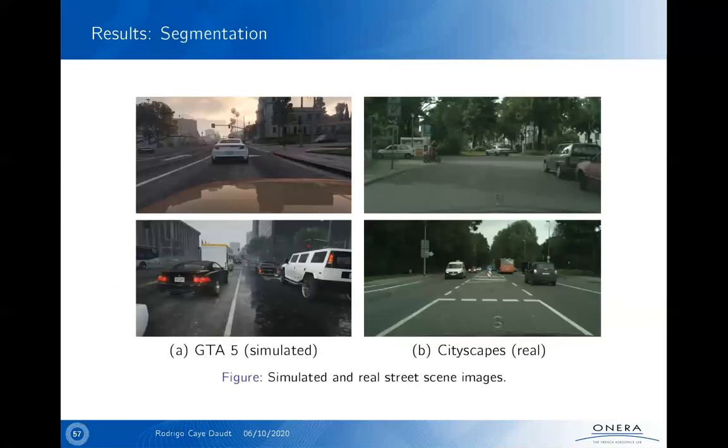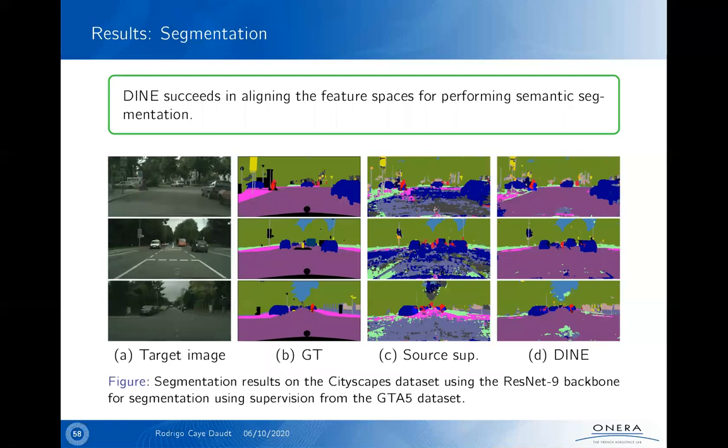Then we also tried this on semantic segmentation. In this case, the domain gap that we're trying to bridge is between simulated images and real images of cityscapes. Here you can see the difference between just source supervision with the simulated images, that's in the third column, and the last column is our results with the domain adaptation method.